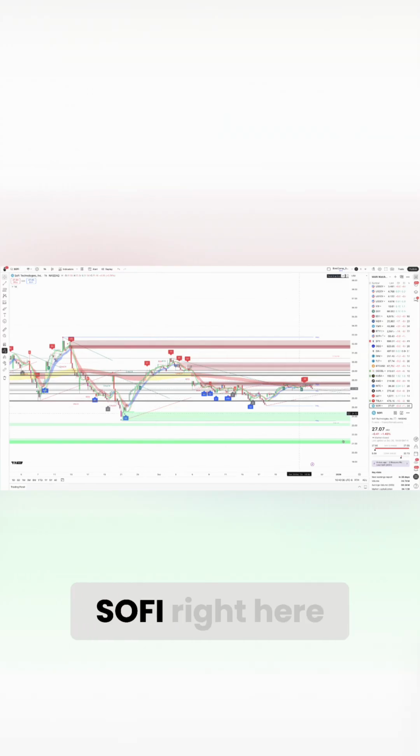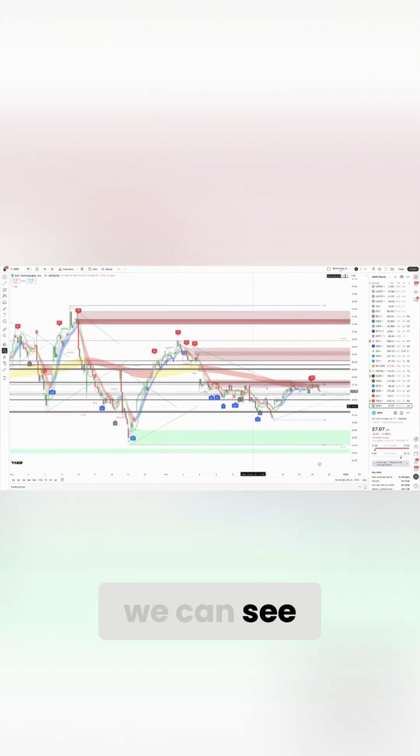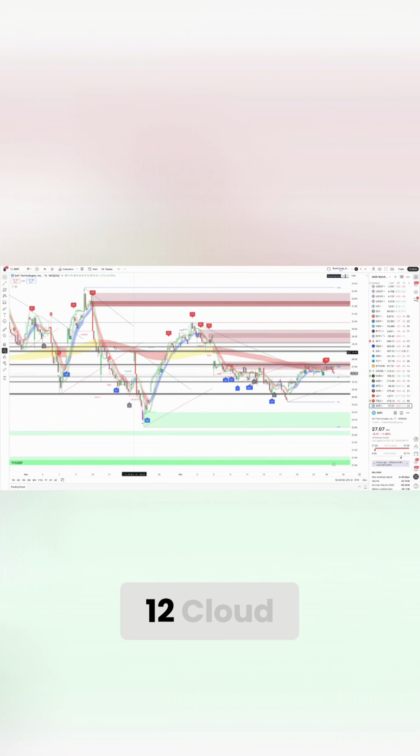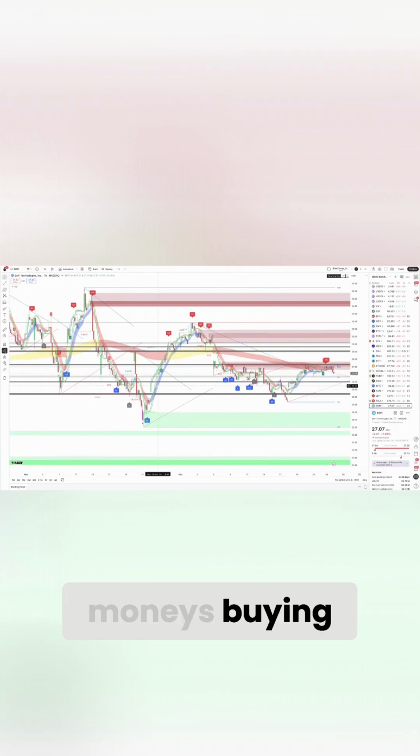So just from looking at SoFi right here, we can see that when we're under the 12 cloud, so when this cloud is red and stock candles are holding under it, the stock is in a bearish trend. So what does that mean? That means that you have a higher probability of making money buying puts, or if you're buying shares, if you're using the wolf chart and so you're only buying shares off the wolf chart, that's just letting you know that that stock is in position to pull back down to support.